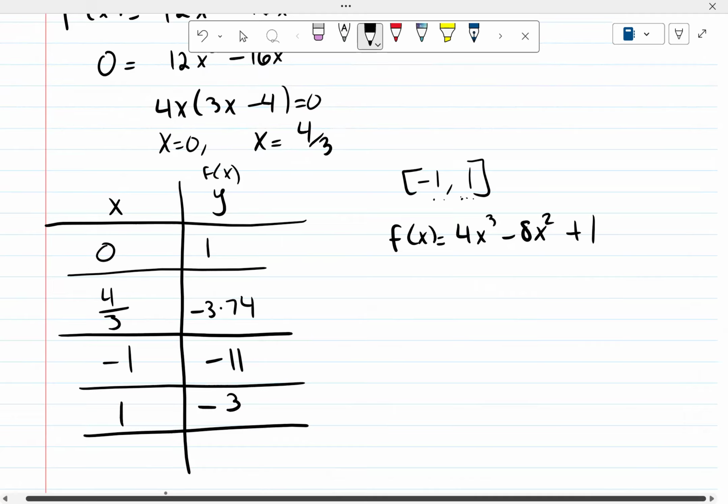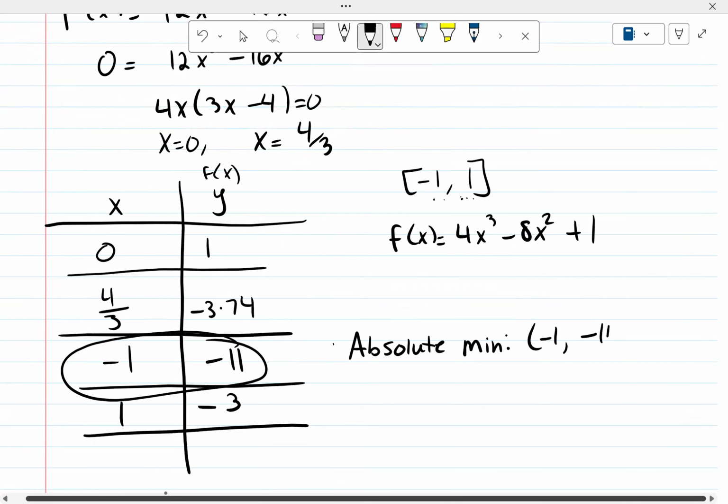So they're asking you what is the absolute minimum. So of these y values, which one is the smallest of the smallest? -11. So your absolute min is at x equals -1, with y equal to -11.